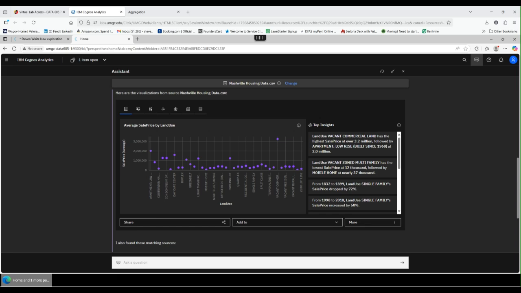So, in summary, the Nashville housing data is a powerful resource. With this data set, I was able to glean a lot of information utilizing IBM Cognos. I was able to quickly explore property values, identify trends, and generate insights that could support decisions for investors, policymakers, and city planners alike.